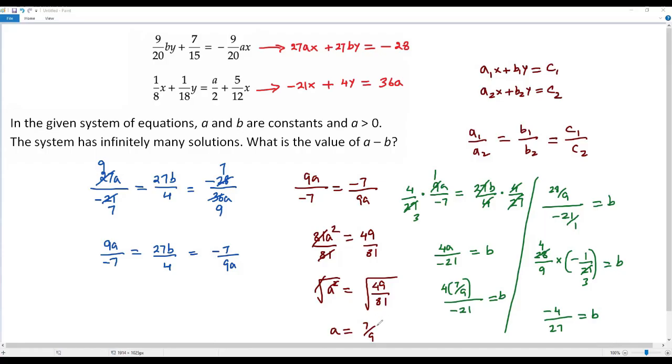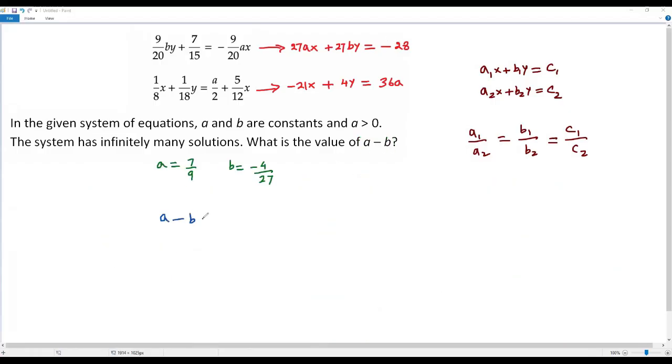Okay, since we got the values for both the constants a and b, we can evaluate the value of this expression a minus b. Okay, now let me erase the stuff and continue the problem. a minus b equals to, for a we can plug in 7 over 9 minus. For b we have the value negative 4 over 27. Okay, 7 over 9 minus negative is positive 4 over 27.